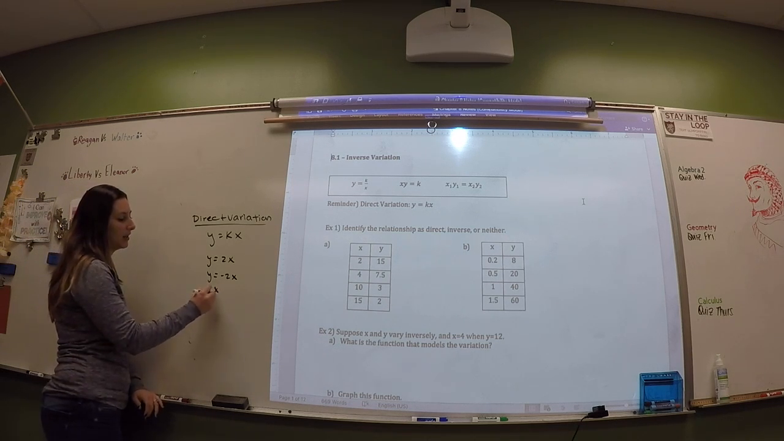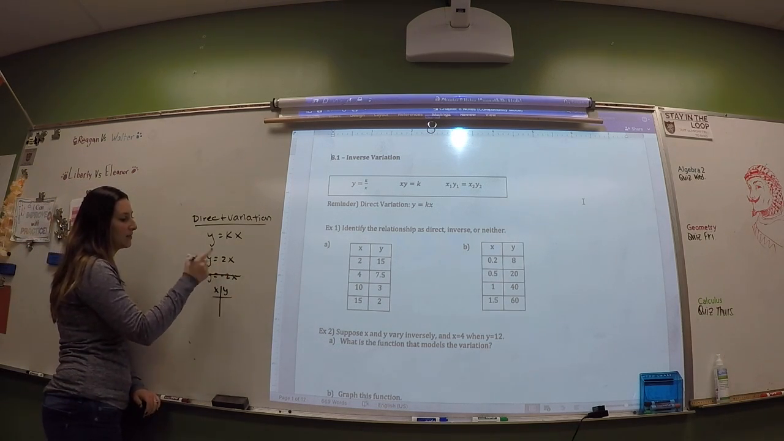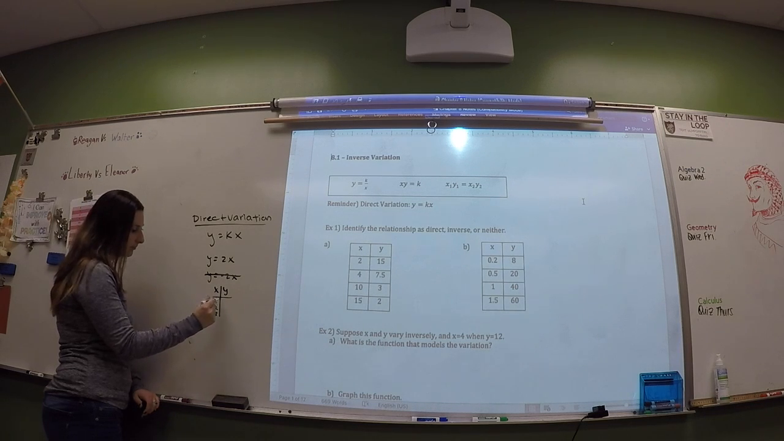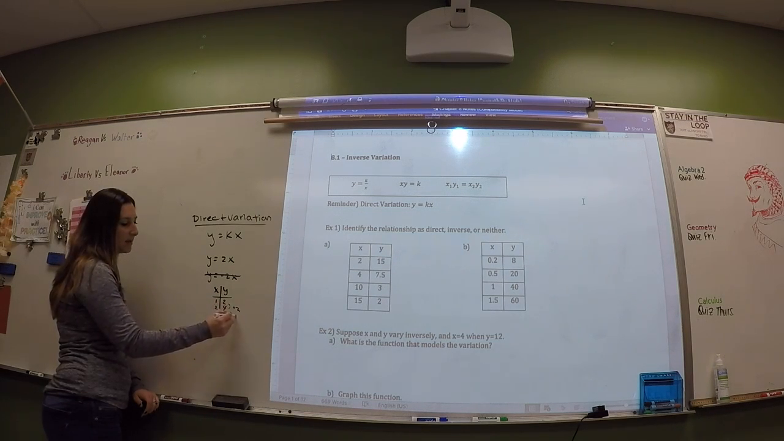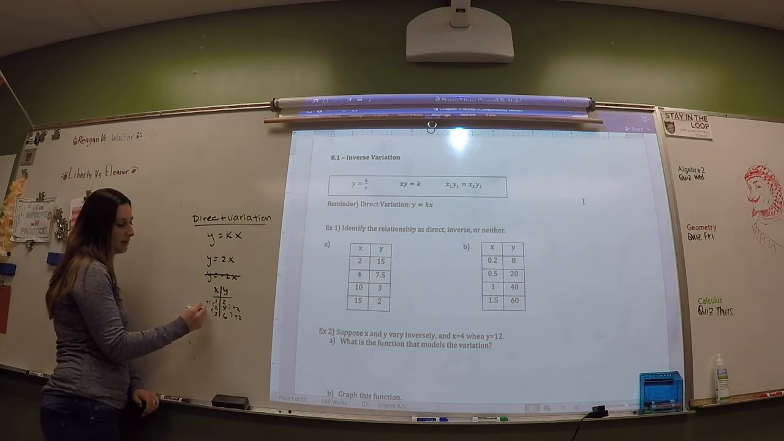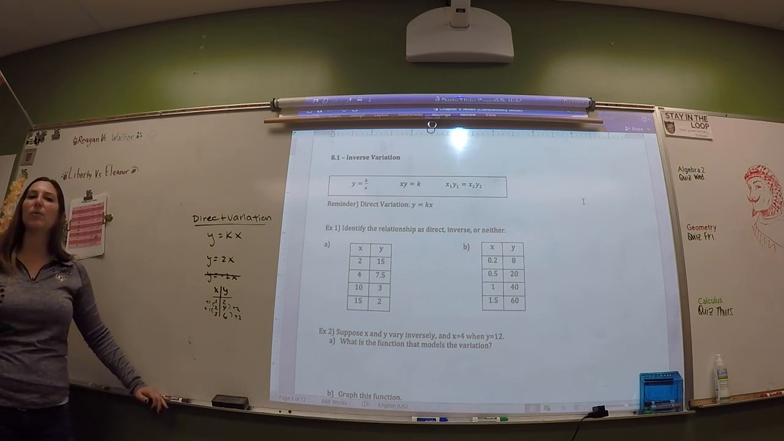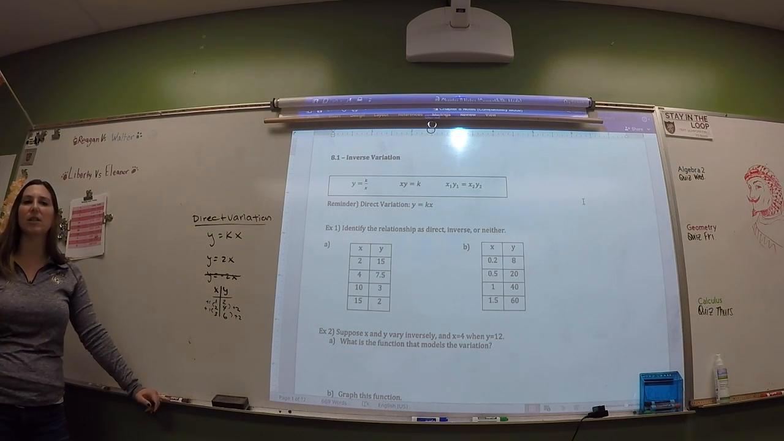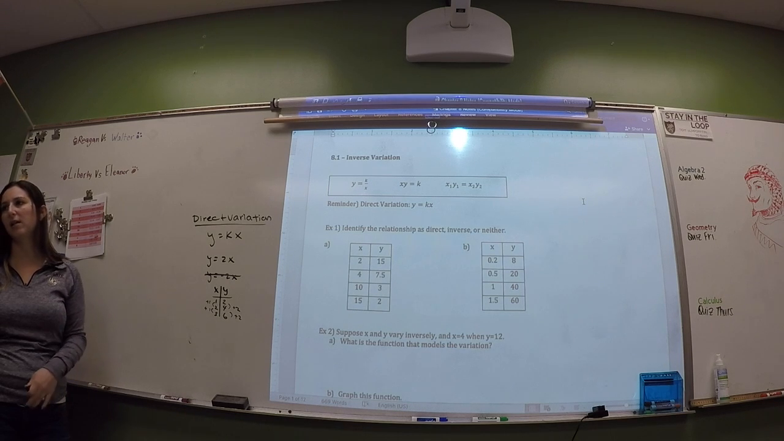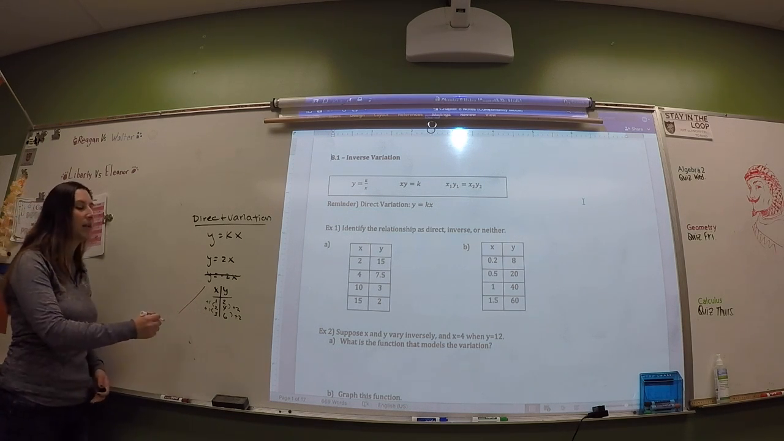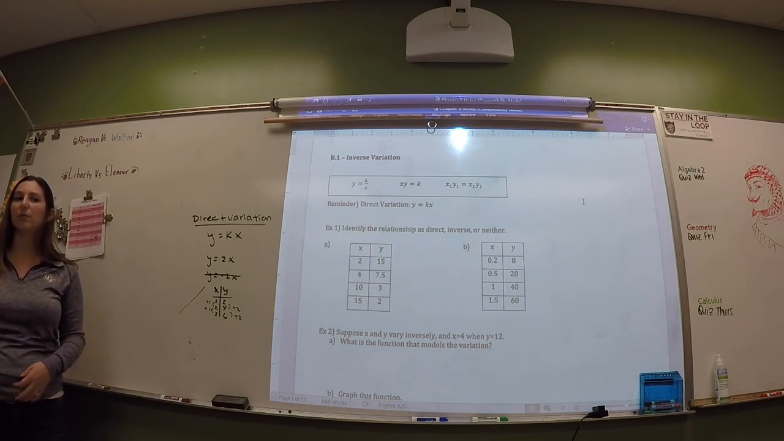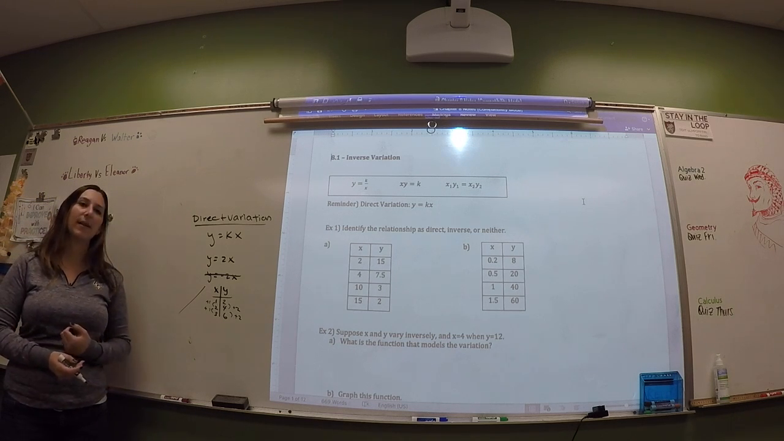Here, if we were to make a table, the change in the y's is the same with the change in x's. If I increase x by 1, y is going to increase by 2. If I increase x by 1 again, y is going to increase by 2 again, and it's going to keep doing that, and that's what makes it linear or a line, direct variation. With inverse variation, these aren't going to look like lines.